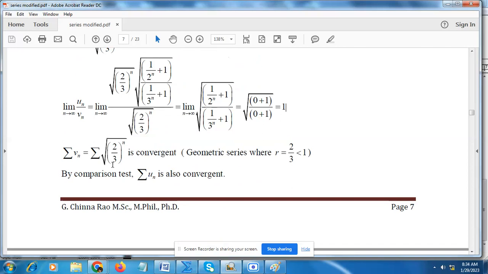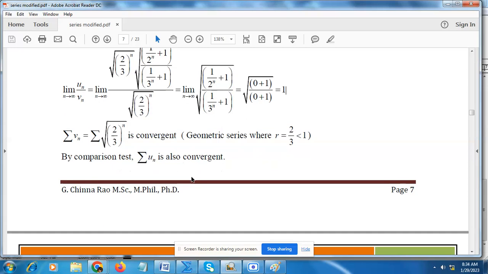Then sigma Vn is root 2 by 3 whole power n. Simply 2 by 3 whole power n by 2, no problem. Here r is what? 2 by 3. 2 by 3 is less than 1, so according to the geometric series, it is convergent. So we conclude that sigma Vn converges. So by comparison test, sigma Un is also convergent.